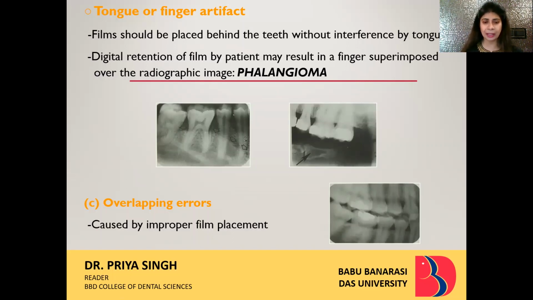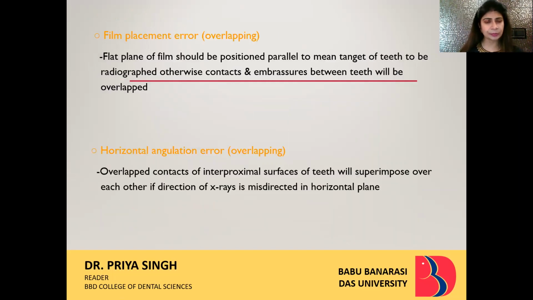Then overlapping error. Overlapping is usually caused by improper film placement. If you can see here in the bitewing image, there are improper proximal areas where you can feel as if crowding of teeth is there and one tooth is overlying the other. But this is because of improper film placement, and at times it is even because of improper horizontal angulation. So overlapping error should also be checked.